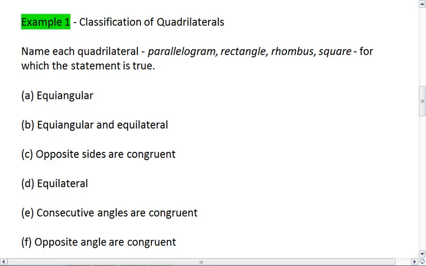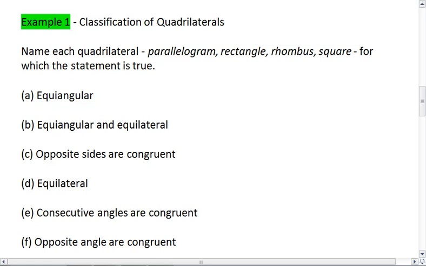Example 1, classification of quadrilaterals. In this example, I want you to name each quadrilateral, either parallelogram, rectangle, rhombus, or square, for which the statement is true. Some of these descriptions will have multiple answers. Take a moment, work this out yourself first, pause the video, and resume when you're ready to check your solution.